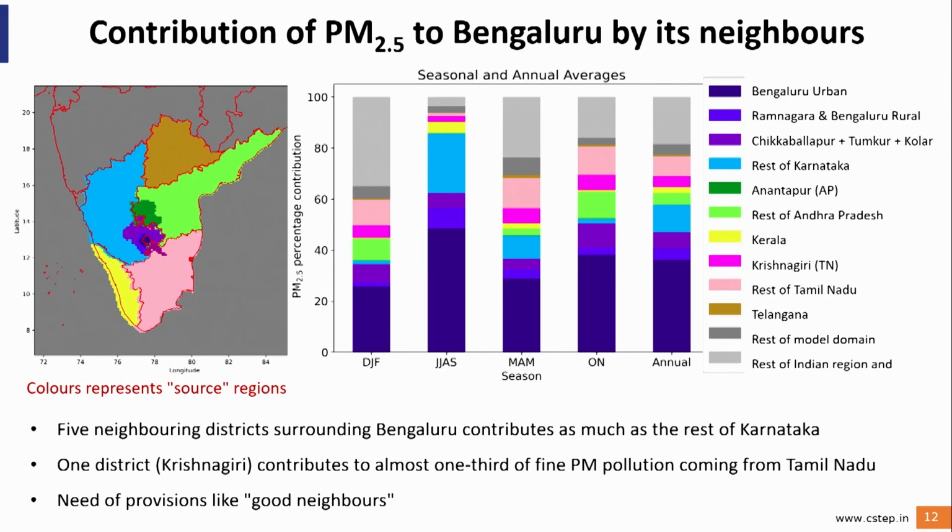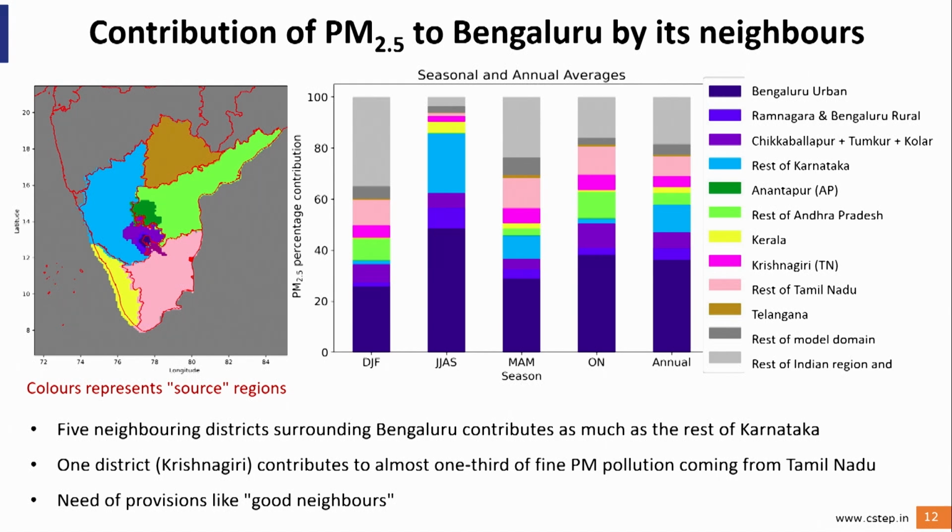This gives you an idea of a multi-jurisdiction approach. This is also like an airshed, but for a smaller region. Here you can see that 5 neighborhood districts surrounding Bangalore contribute as much as the rest of Karnataka. So if your actions are in this part, it will be very effective. One district, called Krishnagiri, contributes about 1/3 of the PM 2.5 pollution coming from the entire state of Tamil Nadu. So if the Tamil Nadu government, for example, agrees to control emissions from this region, Bangalore will also benefit in terms of air quality.